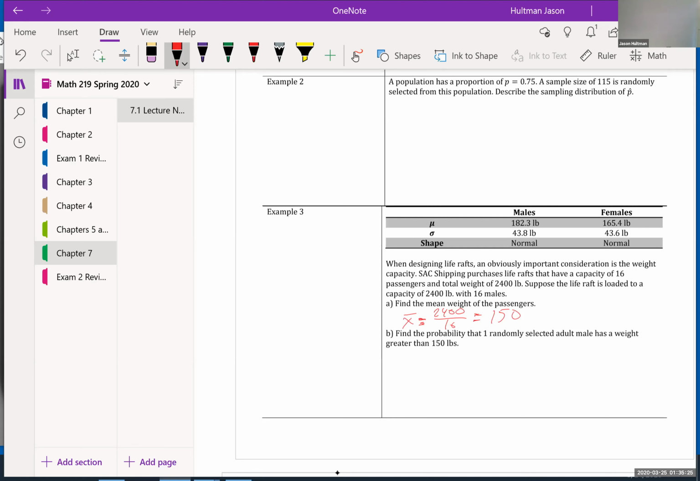Okay. Now it says find the probability that one randomly selected adult male has a weight greater than 150 pounds. Okay, so the mean weight of the passengers is 150. Find the probability that one, so this is just one randomly selected adult male has the weight of greater than 150. So this is just one. So what's the sample size? Okay, sample size is 1. That's it.